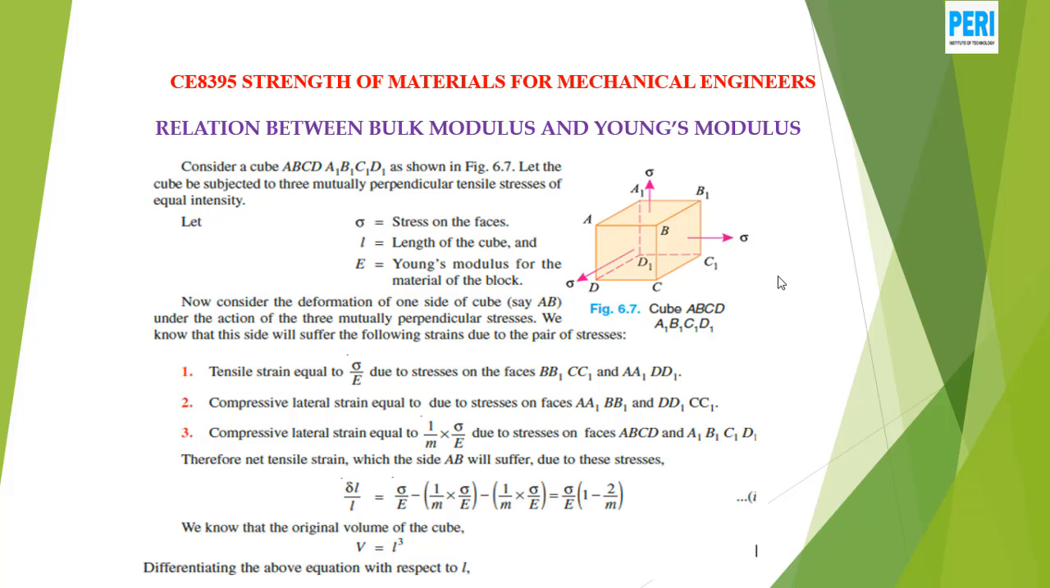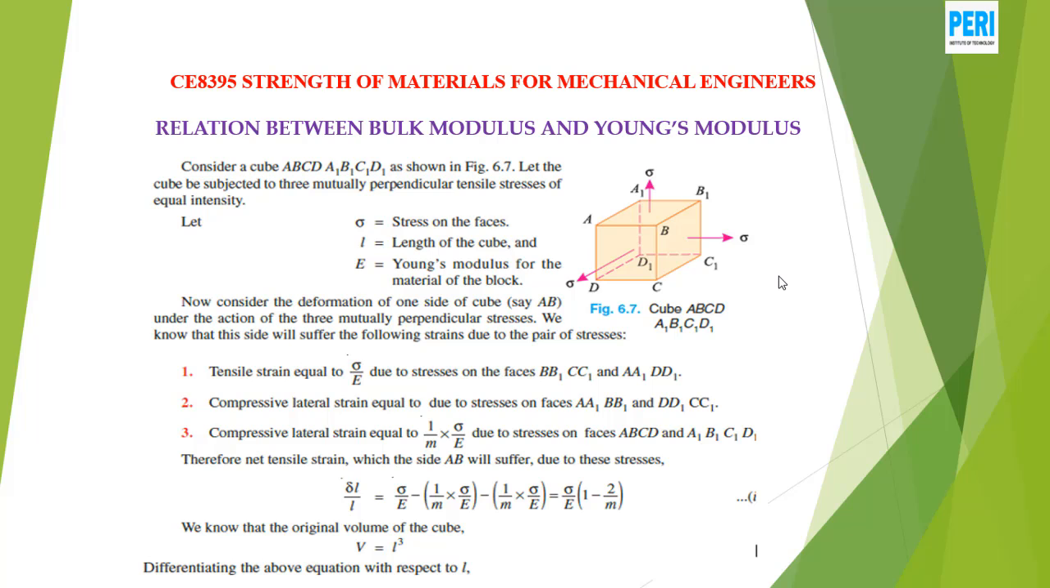Then the third case: relation between bulk modulus and Young's modulus. In this case, this is ABCD, and this one is A dash, A1 B1 C1 D1. So it is a cubic section. Then sigma is the stress, L is the length of the cube, E is Young's modulus. Now let us consider that the load is applied as stresses acting mutually perpendicular to each other.